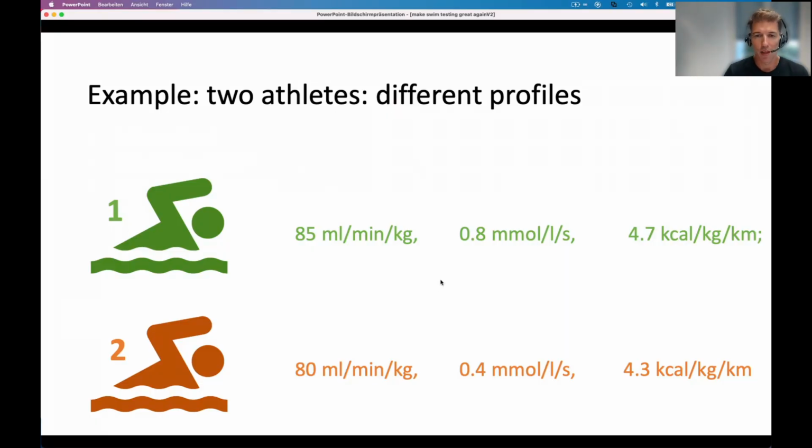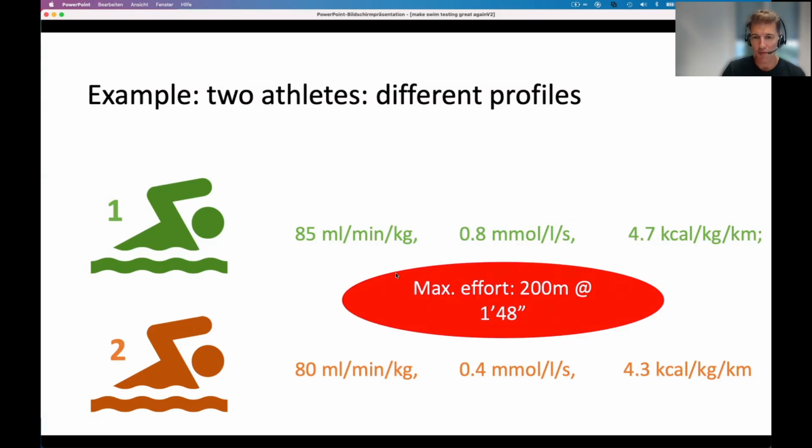Because of this makeup, their best time for 200 meters is similar, the same, 1:48. That's what they can swim for 200 meters on a 50-meter long course. And now we let those two swimmers complete this 10 times 100 meters interval and see what happens. And when I say see what happens, we are looking at the aerobic stimulus and the glycolytic stimulus.